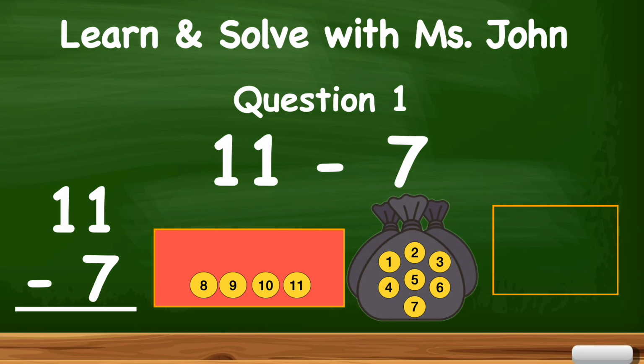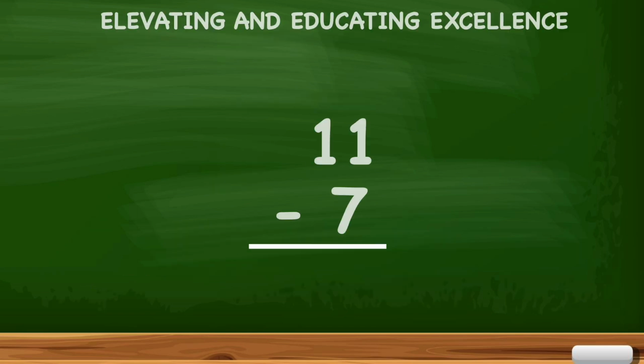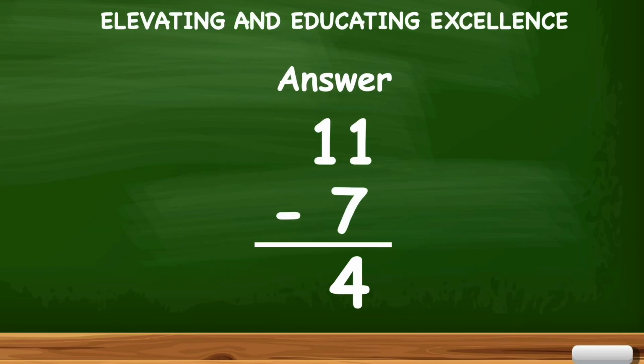In order to know what 11 minus 7 equals, we must now count how many dots are left over after we threw away 7 dots. Let's move the remaining amount of dots over to the second box. Now let's count how many dots are left over. 1, 2, 3, 4. 11 minus 7 equals 4. Again, 11 minus 7 equals 4.